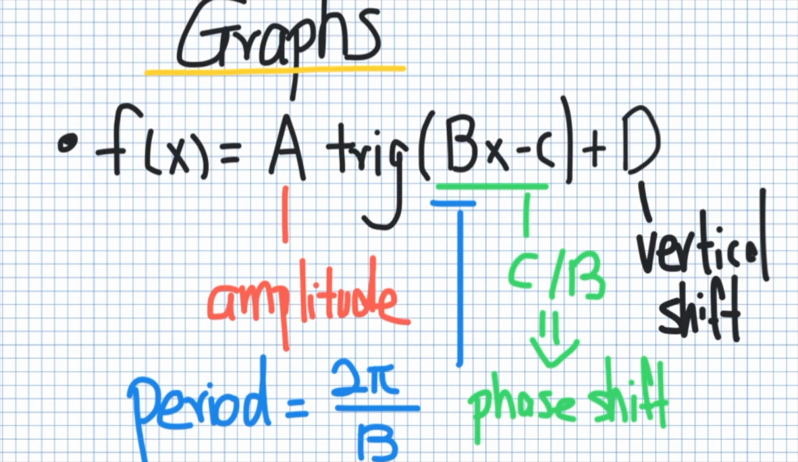And a period refers to a function's usual cycle, and it can be calculated by having 2 pi over the b term. A phase shift is when a function is shifted to the right or to the left, and it can be calculated by having the c term over the b term. Vertical shift is when a function is shifted up or down.